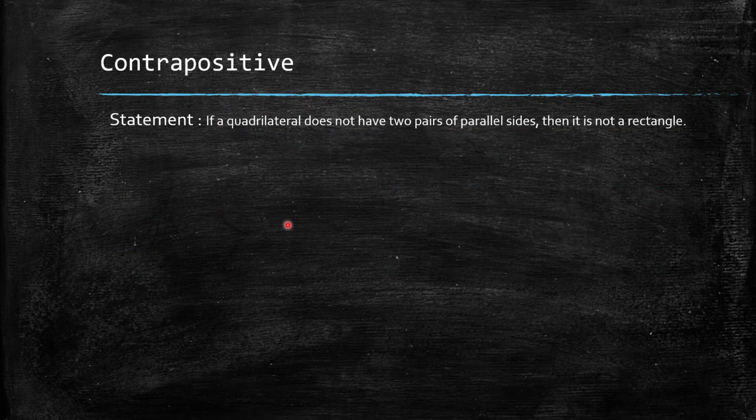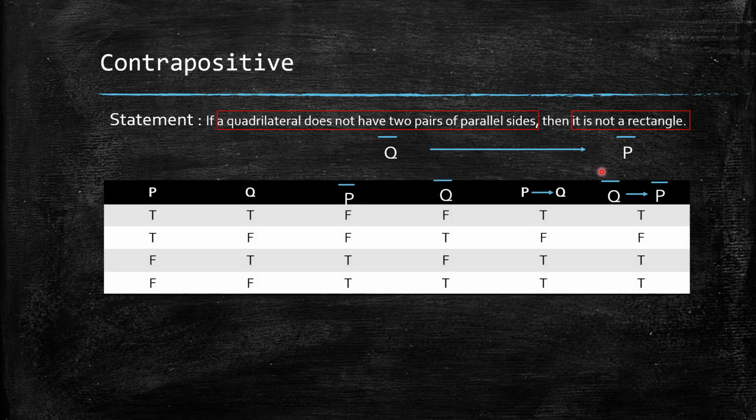Now we will try to do it in a similar way. We'll take a statement. The current statement is, if a quadrilateral does not have two pairs of parallel sides, then it is not a rectangle. So over here we have this one and this one, right? Now this is our Q bar, because on slide number 1 we identified this one as our Q, and there is a not operator over here, so that's why this is becoming Q bar and this is becoming our P bar. So looks like we have another proposition over here: Q bar implies P bar. Now we will try to see in a similar way whether this is true or not.